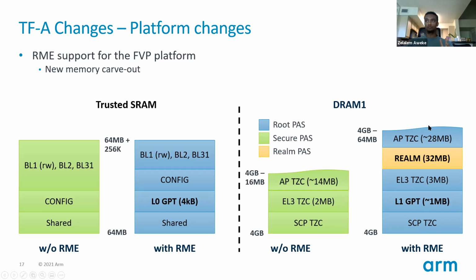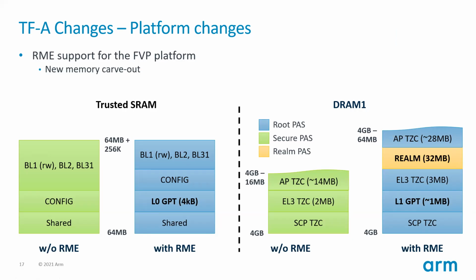And we have two additions in the DRAM. We have the carve out for the realm world, which is used by the RME. And we also have a carve out for the L1 GPT. The L1 GPT is in the root world, and the realm will be in the realm physical address space. Yeah, so we have this.